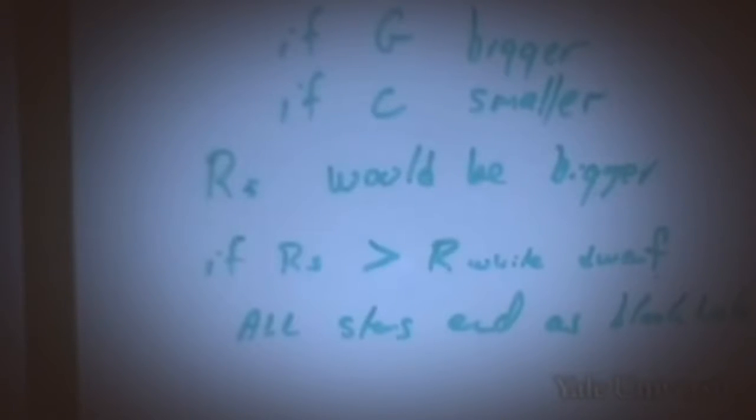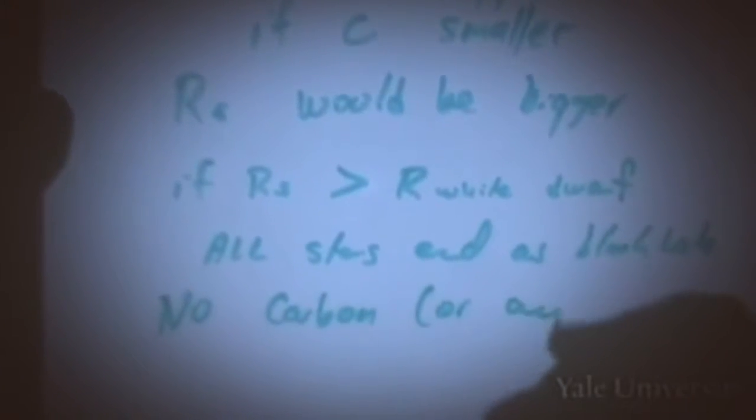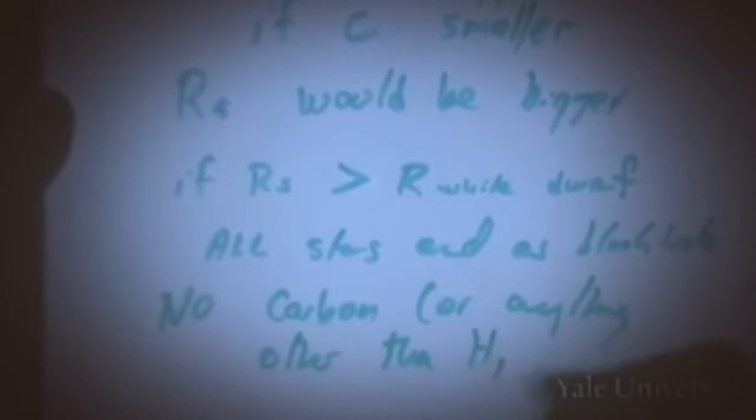because the next generation of stars is still made out of pure hydrogen and helium, just like the first generation of stars was, and you never end up with any heavy elements, and so you can't form planets. So no carbon or anything other than hydrogen and helium. And you're not going to make life out of hydrogen gas and helium.